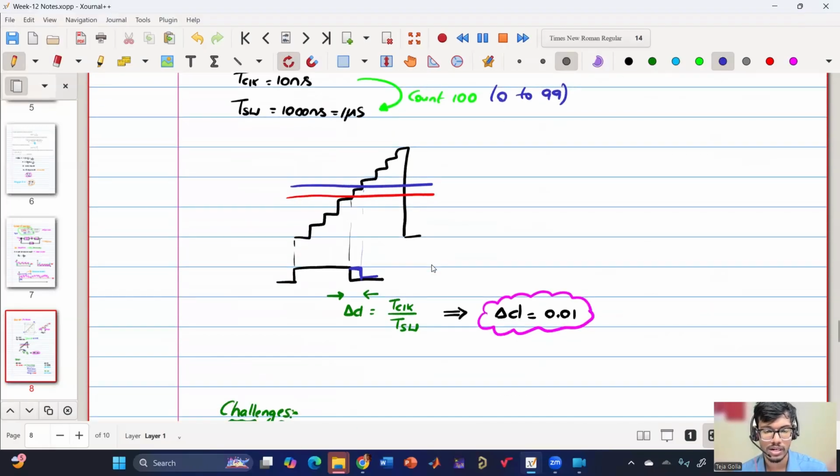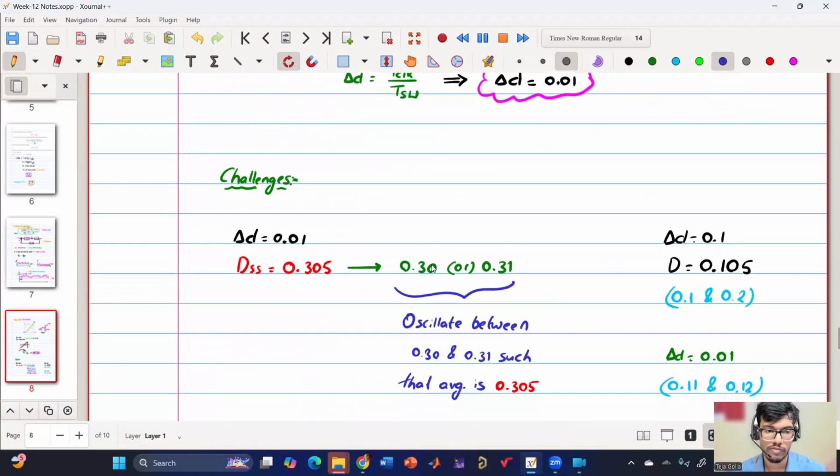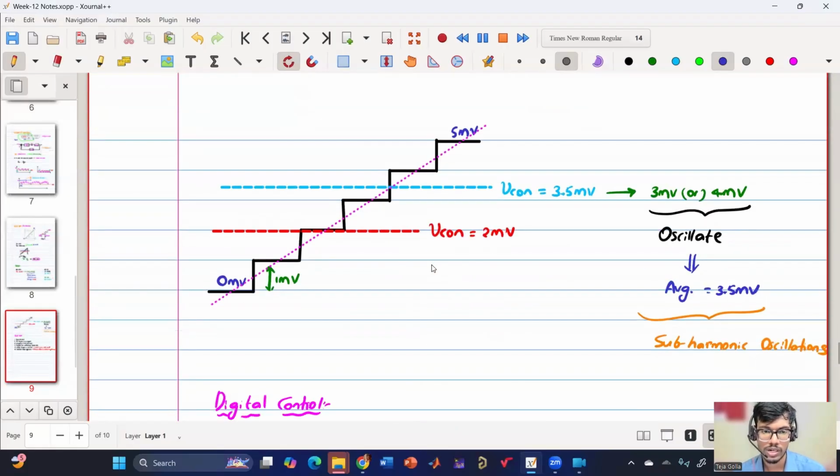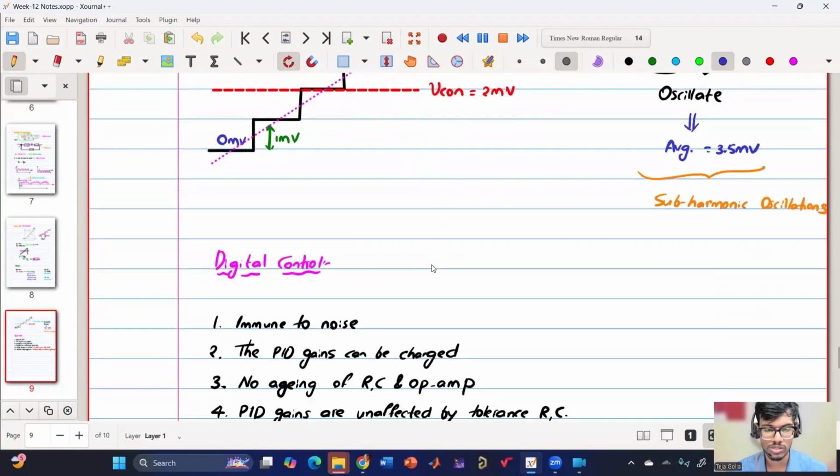So we have seen that there will be finite resolution. If the required duty ratio is not an integer multiple of the minimum delta D, then it can oscillate between two values. Similarly, vertically, if the control voltage is not an integer multiple of the resolution, then it can also oscillate, leading to subharmonic oscillations.